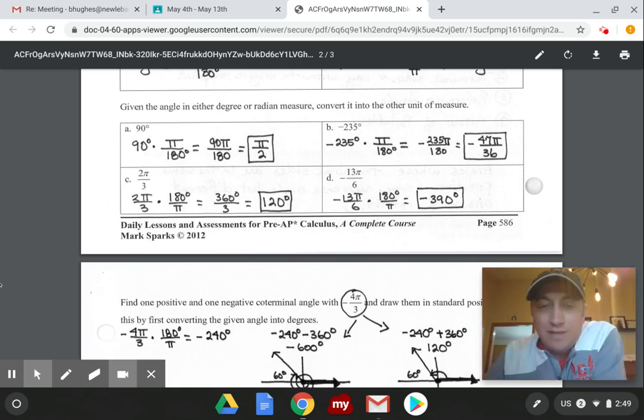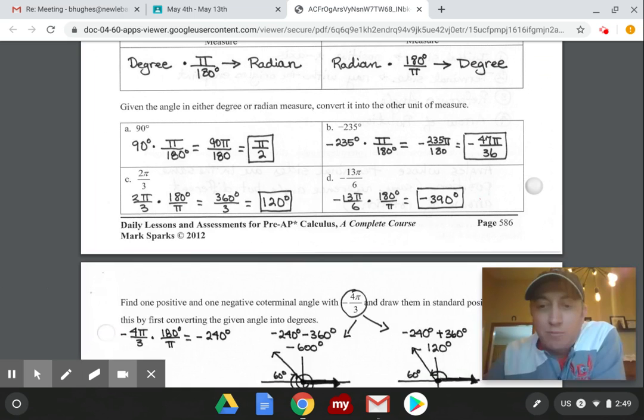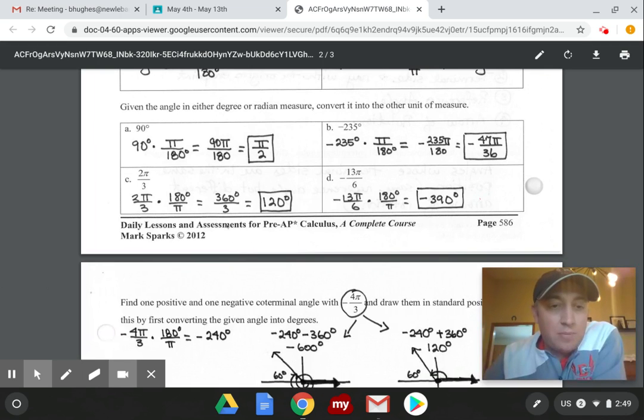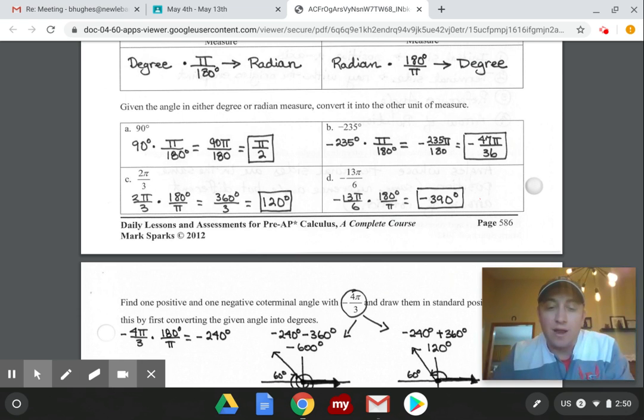We really like to leave that pi symbol in just to give us a more exact answer. So 2 pi over 3 radians, to convert that to degrees, I'll multiply by 180 over pi, and I get 120 degrees. Negative 13 pi over 6, changing that to degrees, I'll multiply by 180 over pi, and we get negative 390 degrees.